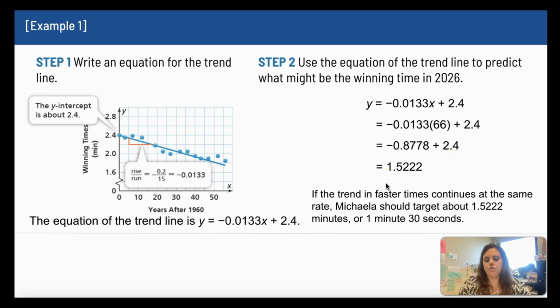So if the trend in faster times continues at the same rate, Michaela should target about 1.5222 minutes, or if we're going to round it off, 1 minute and 30 seconds. A little bit more than 1 minute and 32 seconds is what she should be aiming for in order to be the gold medalist in the 2026 Olympics. So this is how people can analyze data, make predictions, and then set a training course to try and be the fastest person in the Olympics.